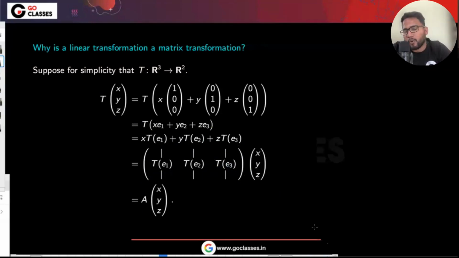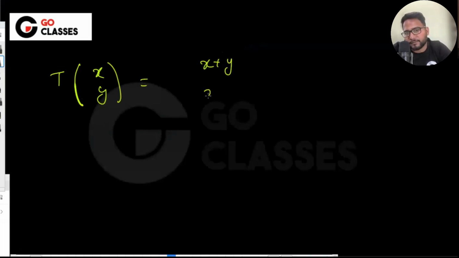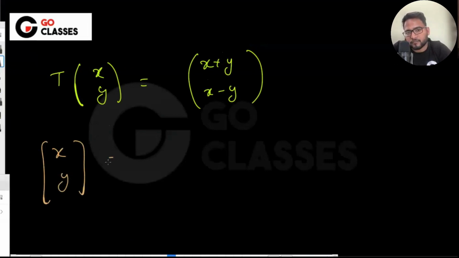Okay, why does this work? Let me just tell you. Let's just take some example, and let me tell you why this works. Let's take the earlier example itself, which is x plus y and x minus y. Let's take some vector xy, which is 3 2. Okay, tell me what is the transformation of 3 2?